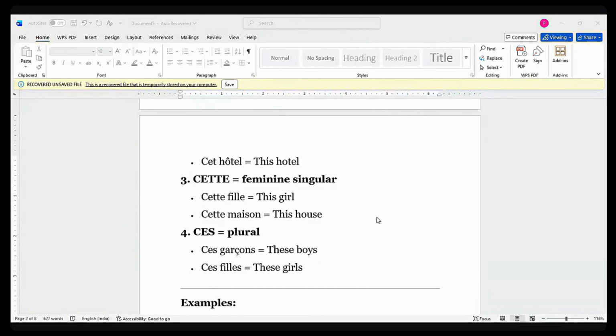Next one is CETTE. This is used for the feminine structure. First one is cette fille. This girl. So for this girl, we use cette. Next one is this house, cette maison. Maison means house.